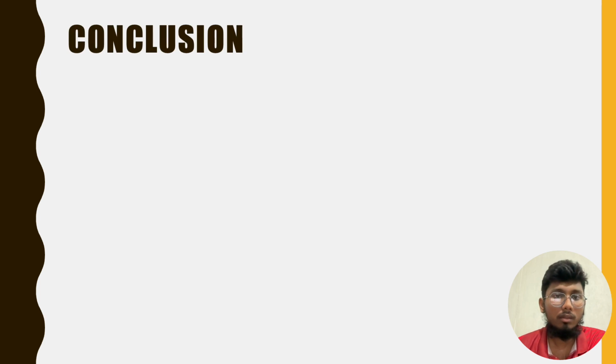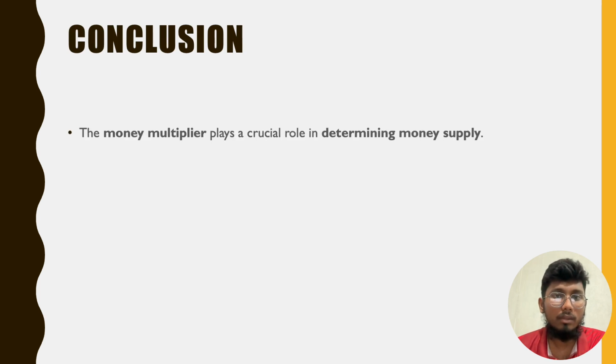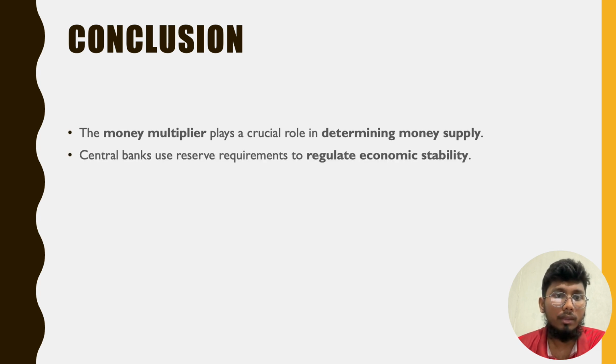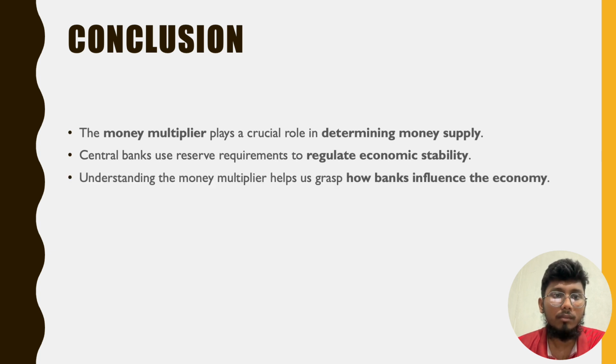In conclusion, we can say the money multiplier plays a crucial role in determining the money supply. Central banks use reserve requirements to regulate economic stability. Understanding the money multiplier helps us grasp how banks influence the economy.